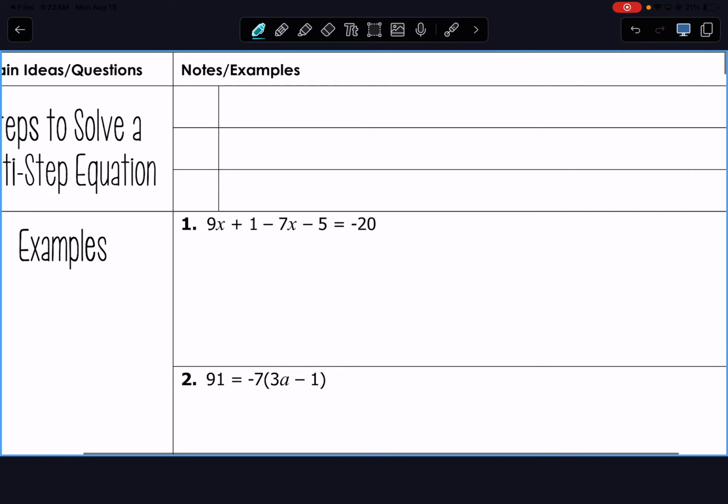So number 1 is to distribute if necessary. We'll see if I can spell necessary right on the first try.